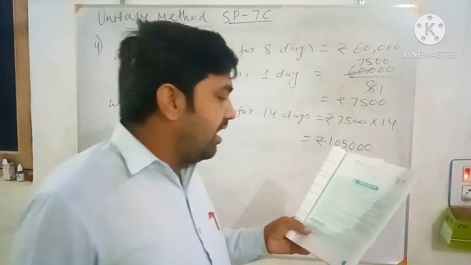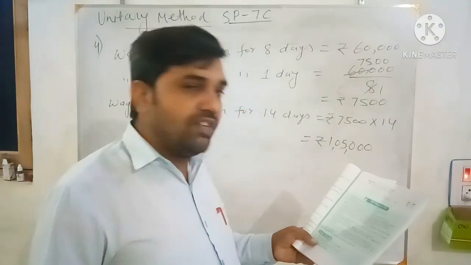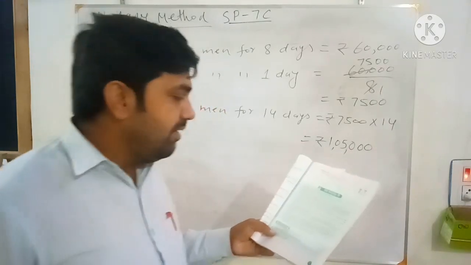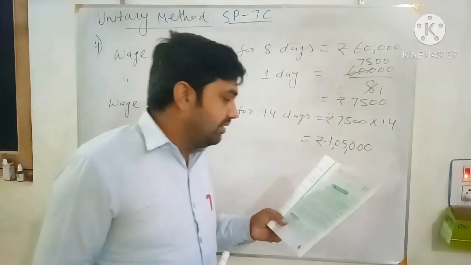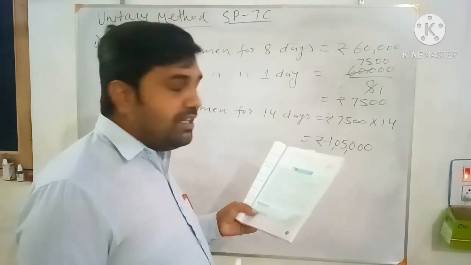So the distance traveled by the car in 3 seconds is 45 meters. Therefore, the distance traveled by the car in 1 second will be 45 by 3 meters, that is 15 meters. Therefore, the distance traveled by the car in 5 seconds will be 15 into 5, that is 75 meters. Okay. Now how long does it take in going 120 meters?